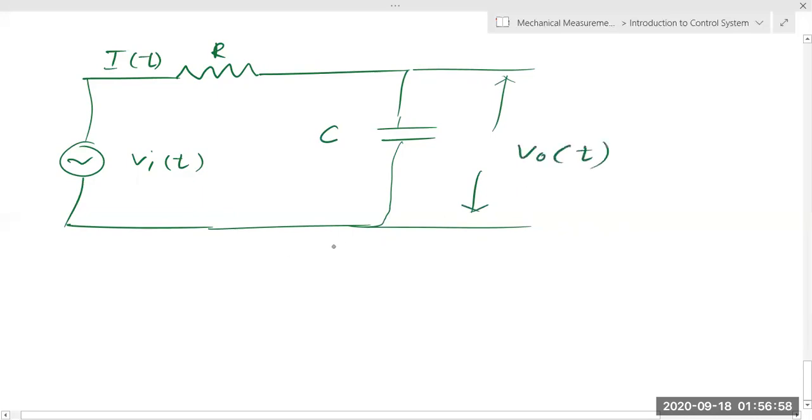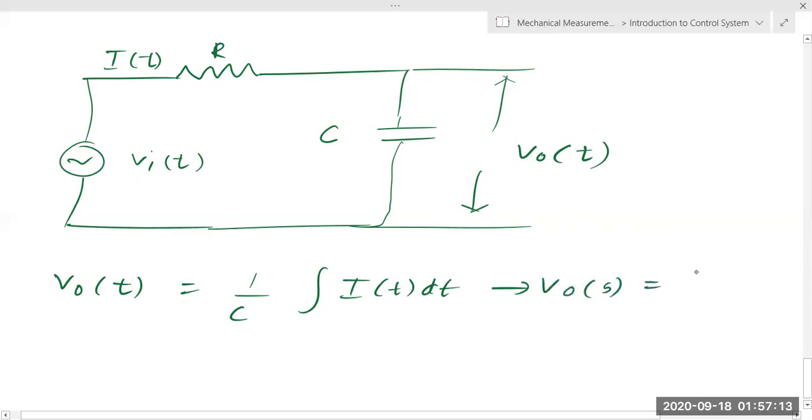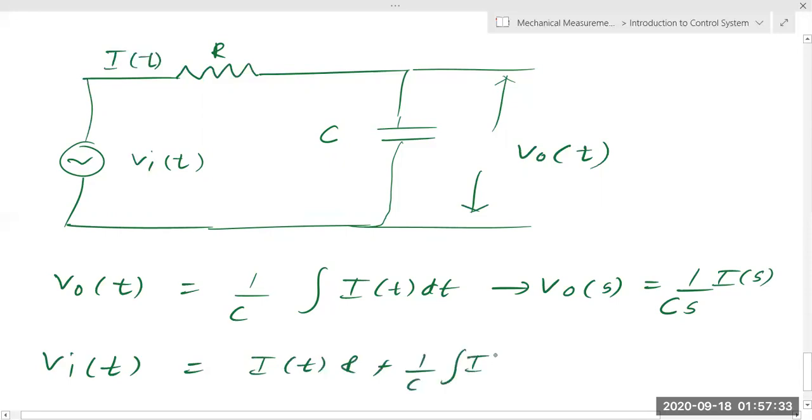Now, if you remember, V naught of t will be equal to 1 by C integral of i of t dt. And if we convert into V naught of S, this will be 1 by Cs, I of S. Correct? This is R value. Okay, nice. Vi of t will be i of t into R plus again 1 by C integral of i of t. We have already seen this.